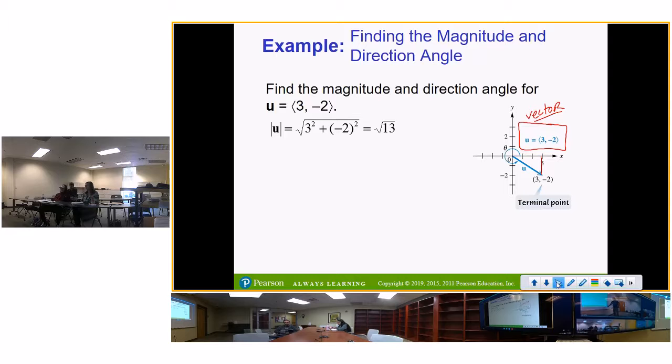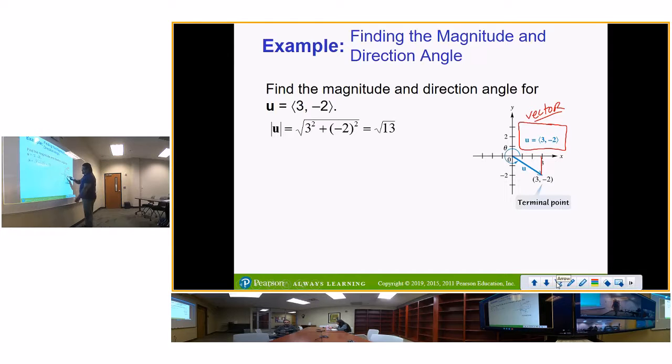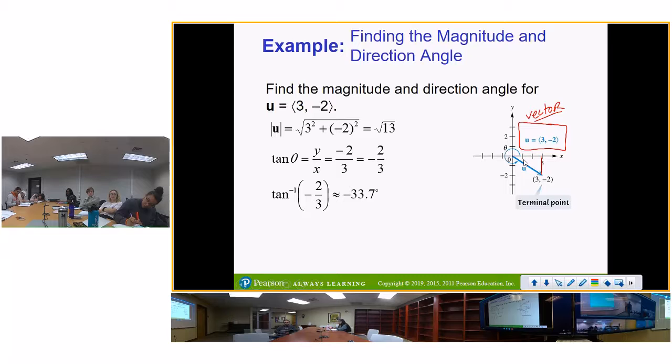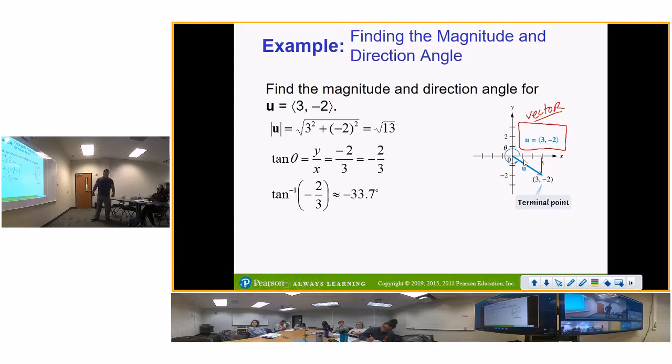So the square root of 13 is the magnitude? Yes. Okay. And the direction would be the tangent of opposite over adjacent. So here's your little triangle right there, and that would be opposite over adjacent, which would be -2 over 3, and there it is right there. So our angle is -33.7. The negative means it's below 0 degrees.